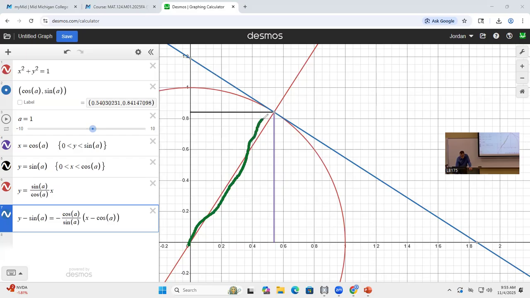Oops. I didn't draw this very straight, but that's okay. Terrible. Let me clear that. I'm going to move up and to the right today. There we go.